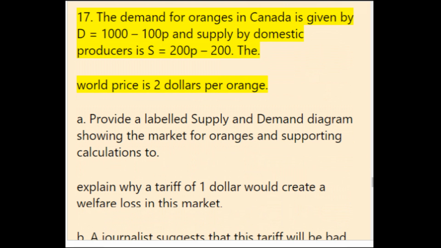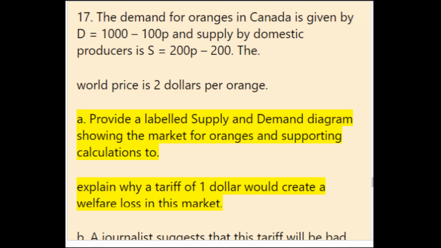17. The demand for oranges in Canada is given by D equals 1,000 minus 100p and supply by domestic producers is S equals 200p minus 200. The world price is $2 per orange. A. Provide a labeled supply and demand diagram showing the market for oranges and supporting calculations to explain why a tariff of $1 would create a welfare loss in this market.